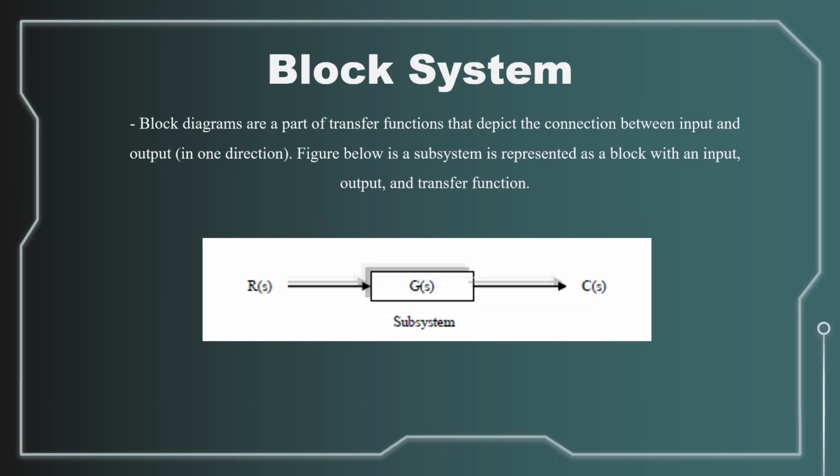The first one is block system. Block diagrams are a part of transfer function that depict the connection between input and output. Figure below is such a system. It is presented as a block with an input, output and transfer function.